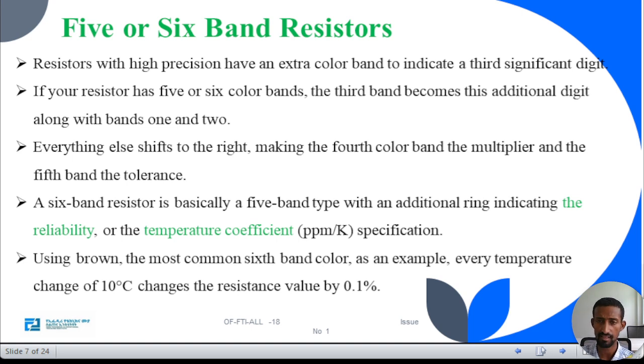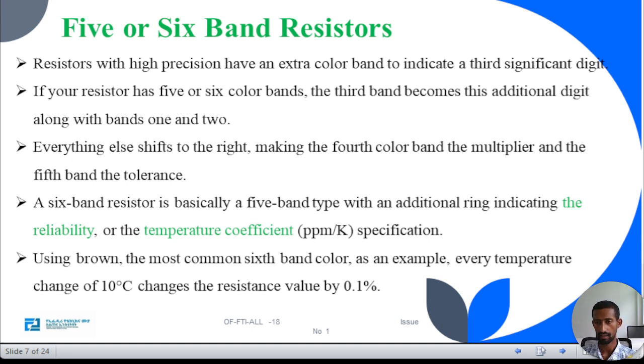What if the resistors have a 5 or 6 band? How can you determine the value of the resistance? A resistor with high precision has an extra color band to indicate the third significant digit. If your resistor has 5 or 6 color bands, the third band becomes this additional digit along with bands 1 and 2.